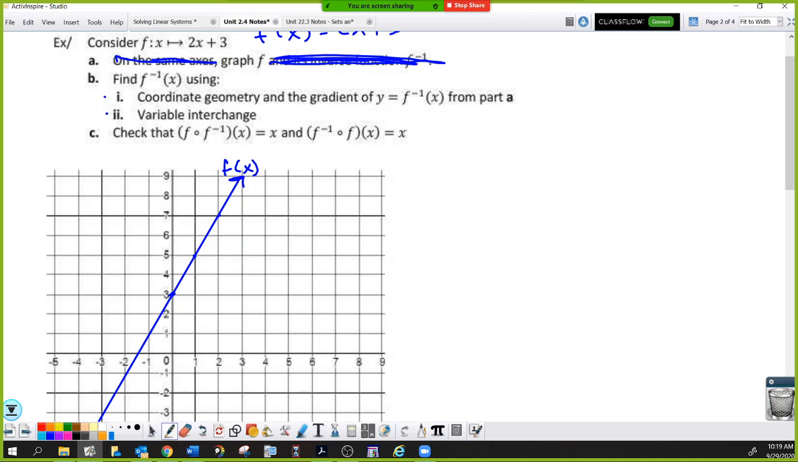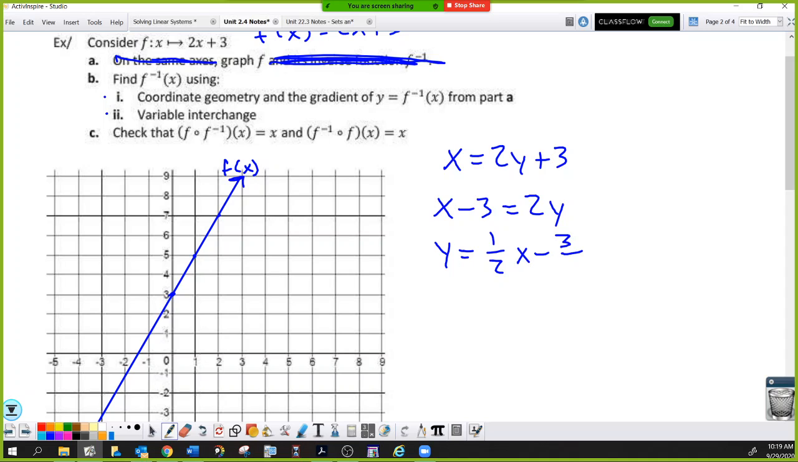So let's switch x and y. x equals 2y plus 3. Then just to get y by itself, you're just going to subtract 3 from both sides. And then to get y by itself, I'm going to divide everything by 2. Instead of saying x minus 3 all over 2, I want to divide individually. That way it looks like y equals mx plus b. So I have 1/2 x minus 3/2.